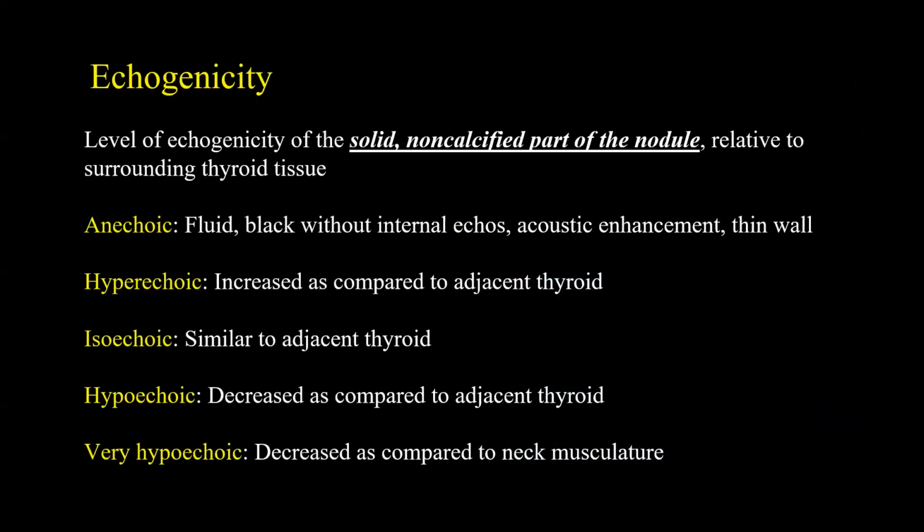But then once you start talking about having some solid components mixed with a cystic component, you're going to look at only the solid component to decide the echogenicity. And for hyperechoic, isoechoic, and hypoechoic, you're going to compare it to the normal adjacent thyroid tissue. For the category of very hypoechoic, you're going to compare it to the neck musculature. And if you remember from one of the first slides, the neck musculature tends to be extremely hypoechoic. So that's what you're going to be comparing to.